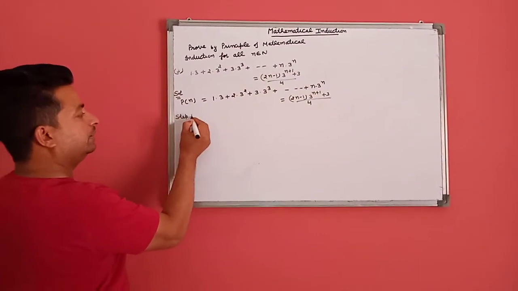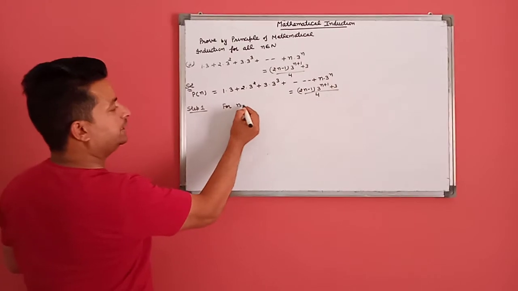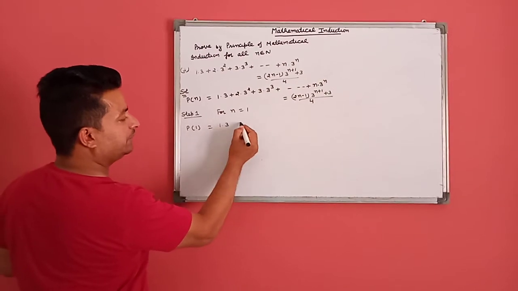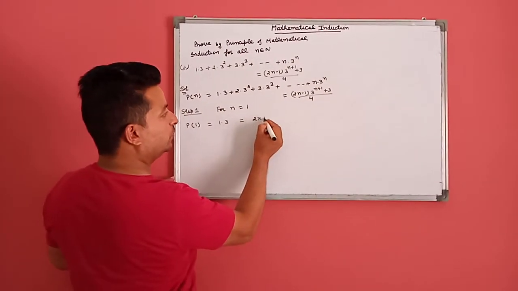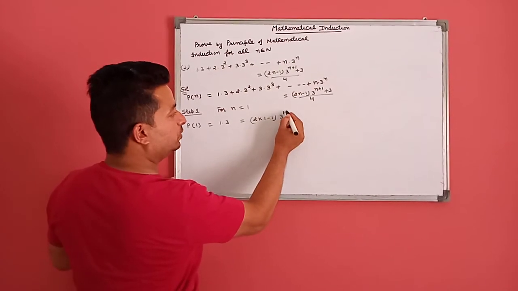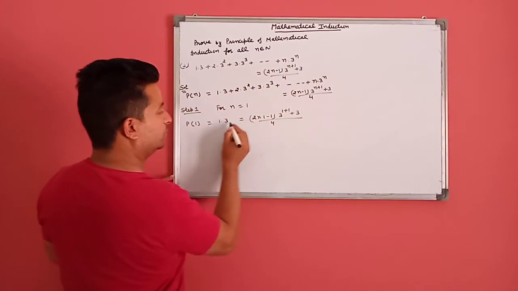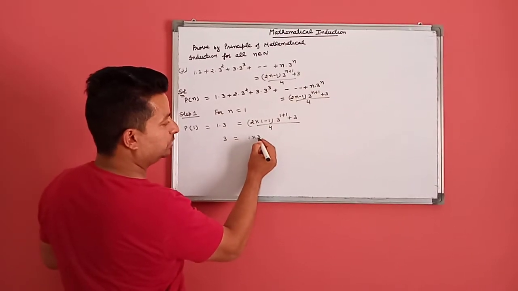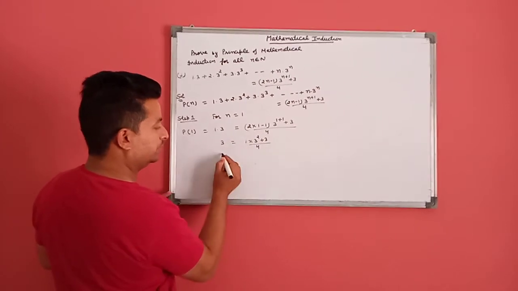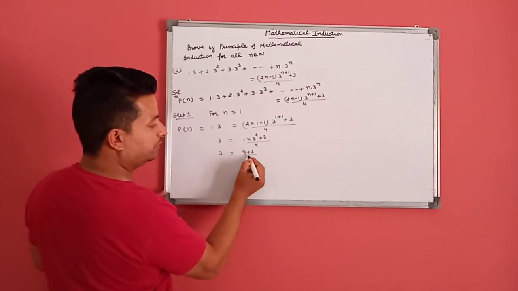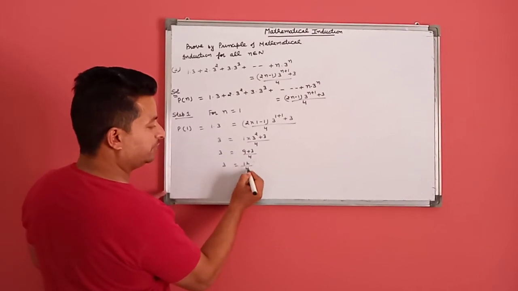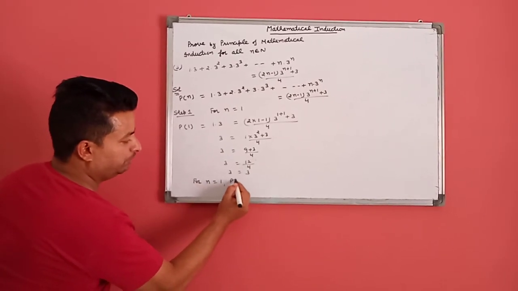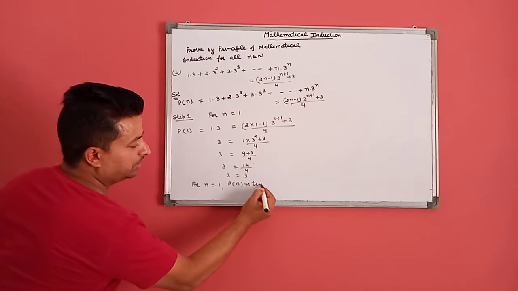In step 1, that is for n is equal to 1, we take this is 1. This is the first term, 1 multiplied by 3. This is 2 into 1 minus 1, 3 power 1 plus 1, plus 3 by 4. This is 3. This equals 2 minus 1, 1 into 3 power 2 plus 3 by 4. 3 is equal to 9 plus 3 by 4. That is 3 is equal to 12 by 4. This is 3 is equal to 3. So for n is equal to 1, Pn is true. This is step number 1.